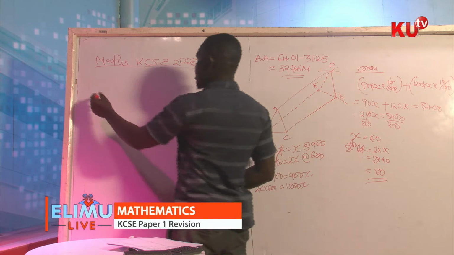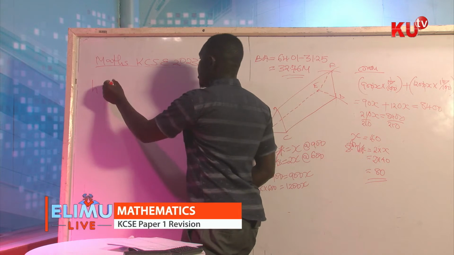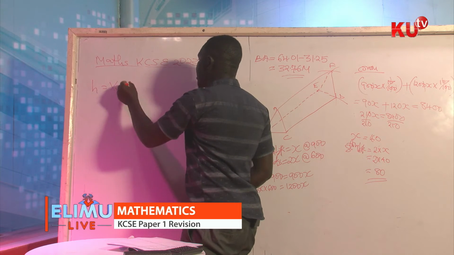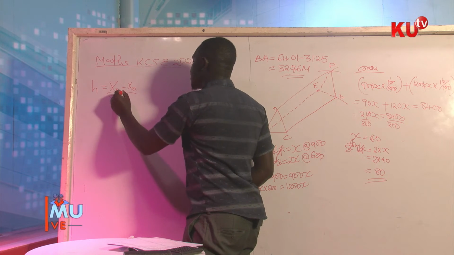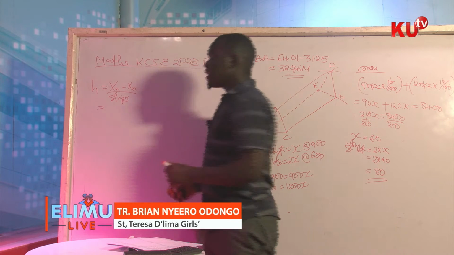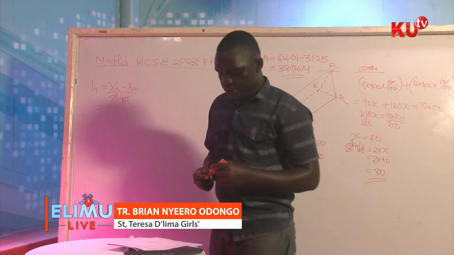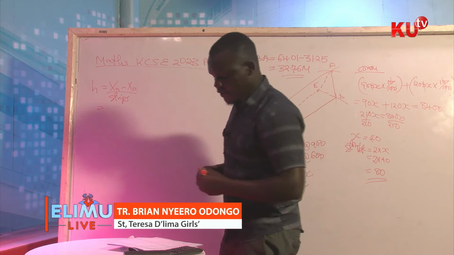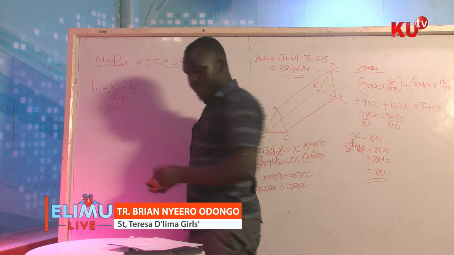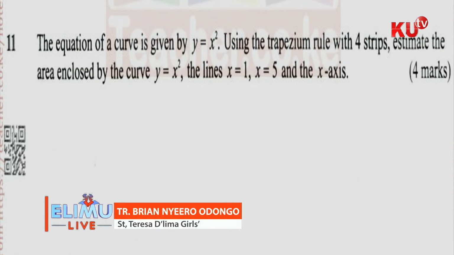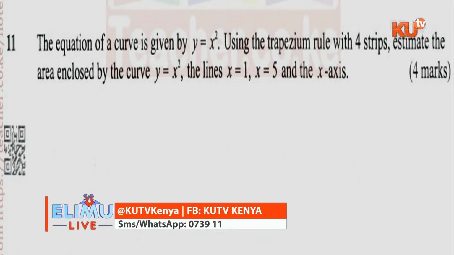So first of all, let's get the height. And how do you get the height, dear students? Height is given by xn minus x naught over the number of strips. Now, xn is the last value of x, while x naught is the first value of x. So you see that x is ranging from 1 to 5. So the last value of x is 5. So this is 5 minus 1 over the number of strips. In the question we are told 4 strips. So this is 1, meaning my h is 1.